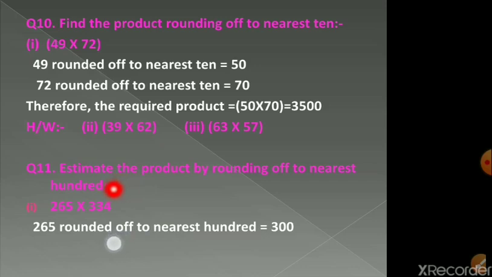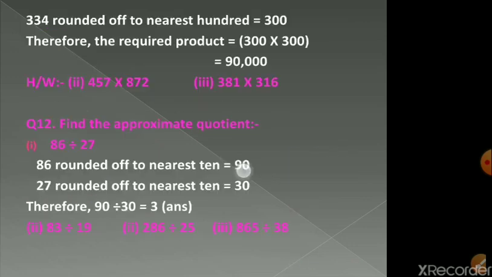Next, question number 11. Estimate the product by rounding off to nearest 100. So to round off the number to nearest 100, we need to check the tens place. So 265. So in the tens place we have 6, which is more than 5. So the 100 place will become 2 plus 1, that is 3. So rounding off the number, we get 265 as 300.